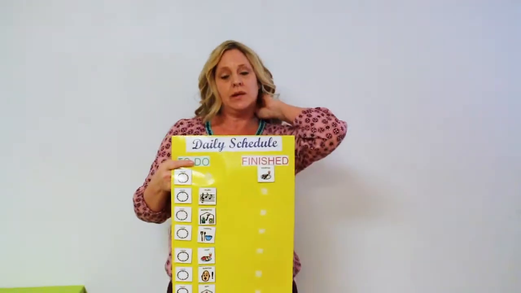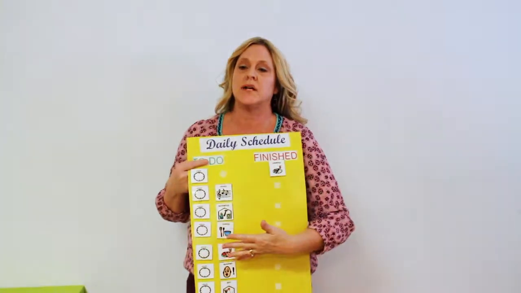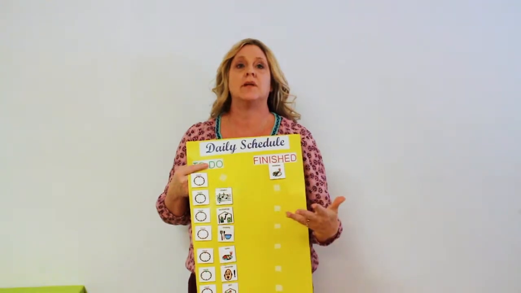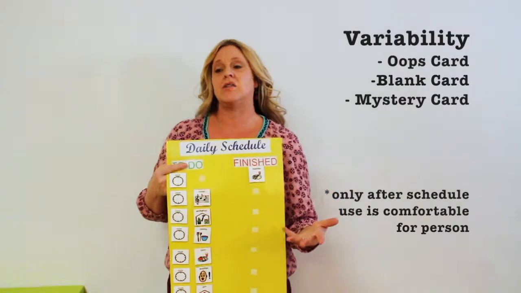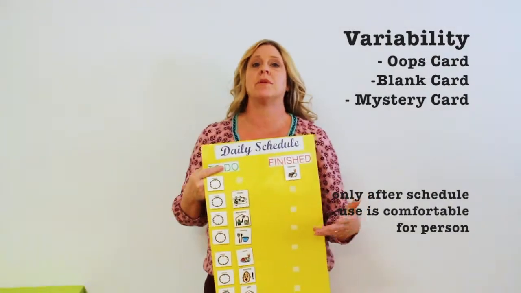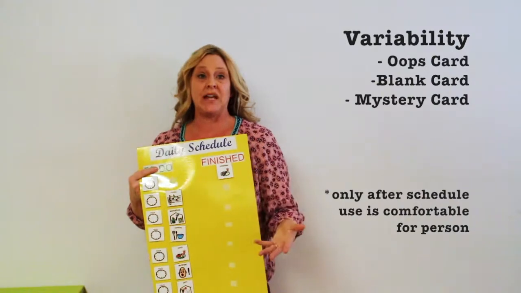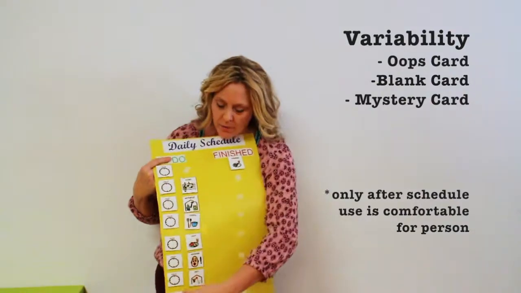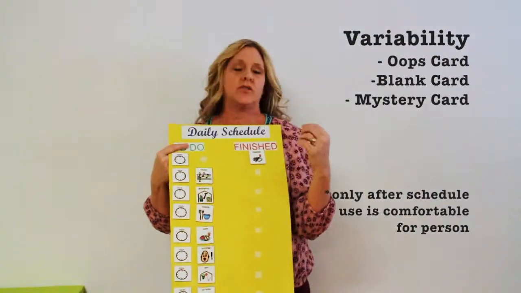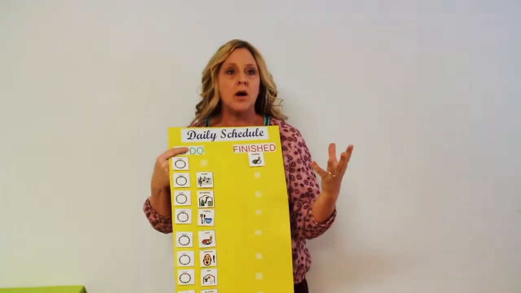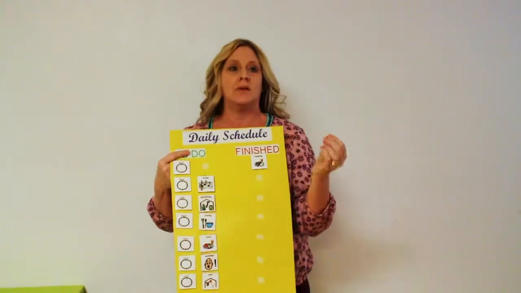Okay, it's really important too, eventually, once they're more comfortable using the visual schedule, we need to allow for variability in their individual schedule. What I mean by that is we need to introduce a symbol that may represent an unknown activity, like an oops card, a surprise card. It could be a blank card. We can call it a distractor card. It could be a question mark. Again, that's just going to provide that something unknown is going to happen.